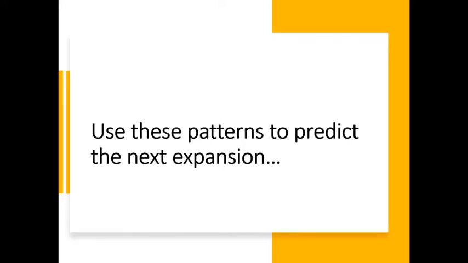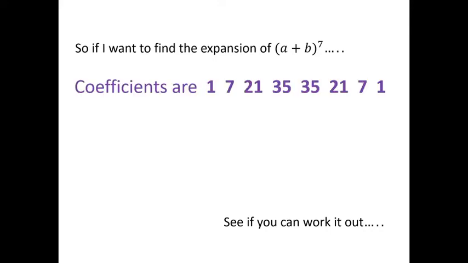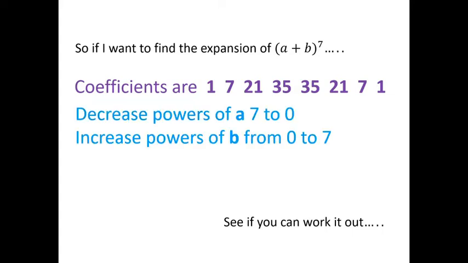Now that we've spotted these patterns, let's see if we can predict the next expansion. So if you want to find the expansion of a plus b to the power 7, well, first of all, we know there will be 8 terms in that expansion, and we know what the coefficients are from the 8th row of Pascal's triangle. We know that in the terms of algebra, the powers of a will decrease from 7 to 0, whilst at the same time the powers of b will increase from 0 to 7. See if you can work it out. Grab yourself a bit of paper and a pen and see if you can come up with the answer.